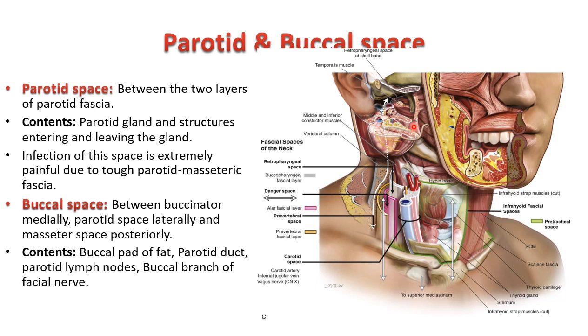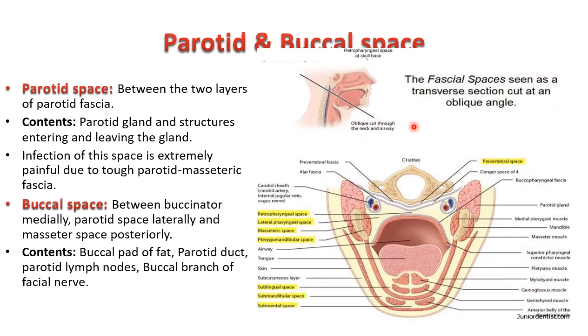So I think with this I have completed the facial spaces. So here you are able to see the various retropharyngeal space, and that is your lateral pharyngeal space, and that should be your prevertebral space, and this should be your danger space. Okay, so sublingual space, submental space and submandibular space. Pterygomandibular or infratemporal space, here you will have the submasseteric space.